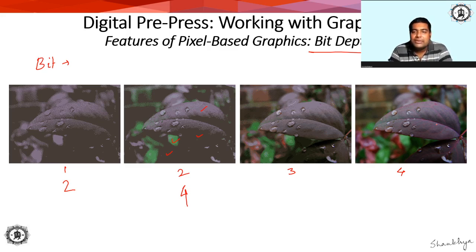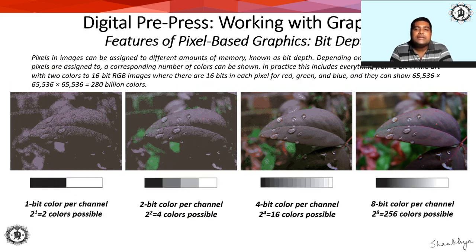save the image. Now, as you can see, it is formally written over here that pixels in an image can be assigned different amounts of memory. I've already told you this is known as the bit depth. Depending on how much memory the pixels are assigned, a corresponding number of colors can be shown.